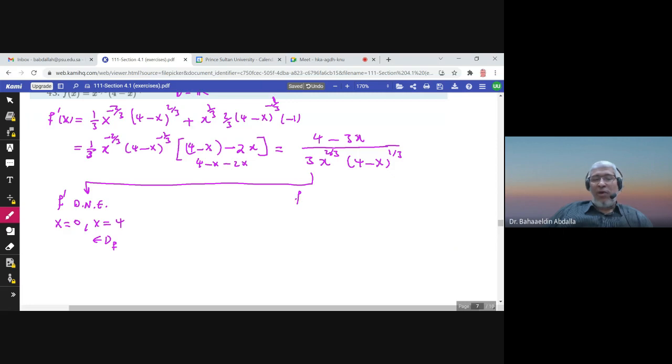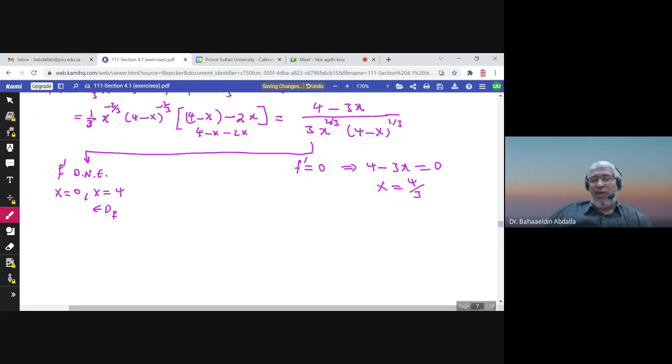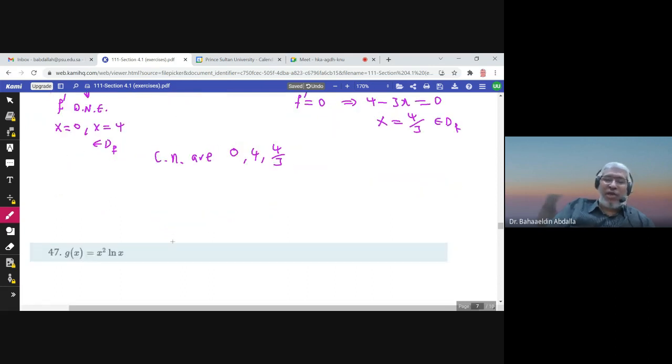Okay, now f prime equals 0. Well, this is f prime, and it would be equal to 0 if the numerator is 0, because it's a fraction, you know. So x would be 4 over 3. So 4 over 3 will make the numerator 0, and it belongs to the domain because the domain consists of all real numbers. So the critical numbers of f are 0, 4, and 4 over 3. 3 critical numbers.